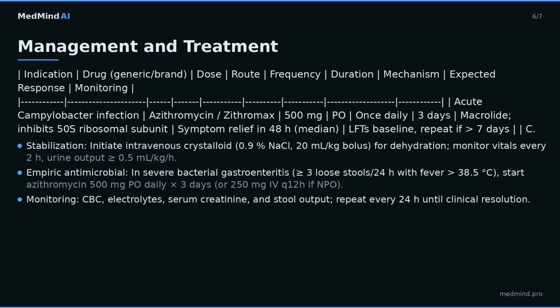Microscopic colitis: budesonide/Entocort 9 mg, PO, once daily, 8 weeks, induction, glucocorticoid with high first-pass metabolism, clinical remission in 71%, AGA 2023, serum cortisol if greater than 4 weeks. Refractory C. difficile: fidaxomicin/Dificid, 200 mg, PO, twice daily, 10 days. Inhibits RNA polymerase, cure rate 90% versus 65% for vancomycin, IDSA 2021, monitor for GI upset.